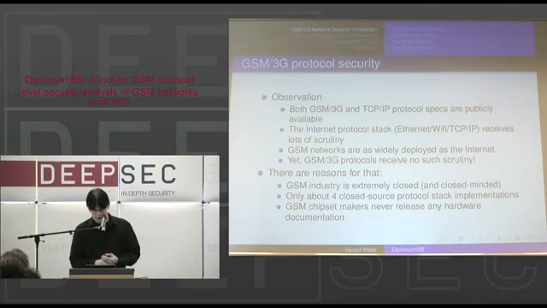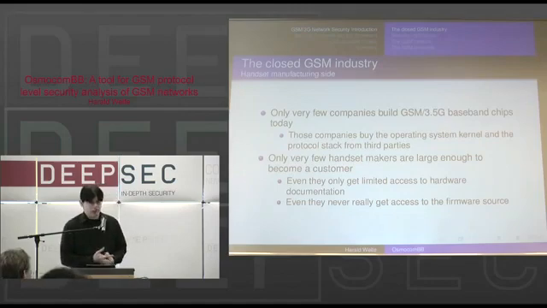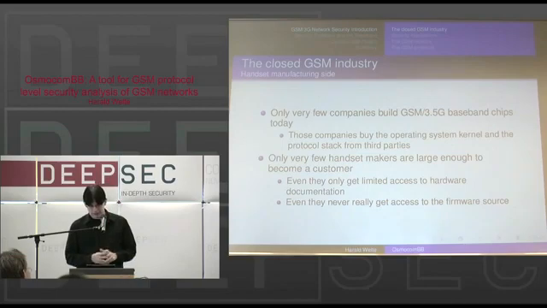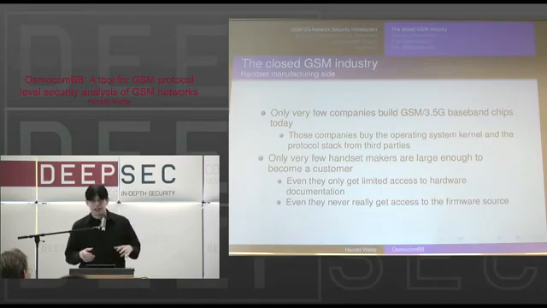And the chipset makers that produce the components that are used both in the base stations and, even more so, in the telephones, they don't release hardware documentation in the way that other companies release hardware documentation about their silicon. There are very few companies that build the baseband chips that are used in those phones. The companies, as I said, are mainly silicon companies. They buy an operating system kernel from somewhere else. They buy a protocol stack from somewhere else. So at least initially, that stack or the operating system is not their core expertise.